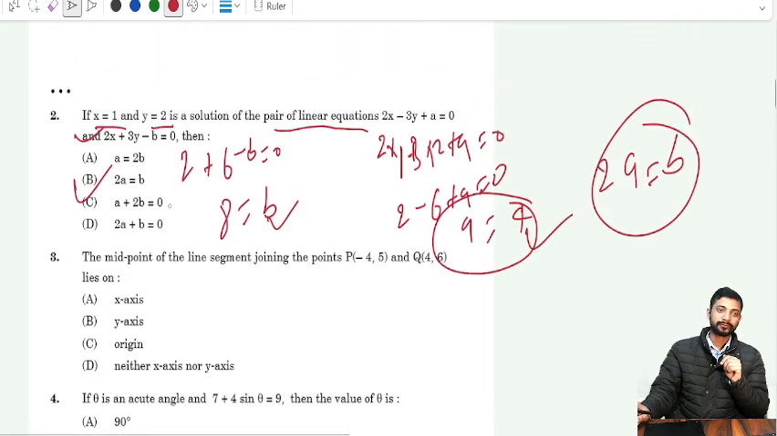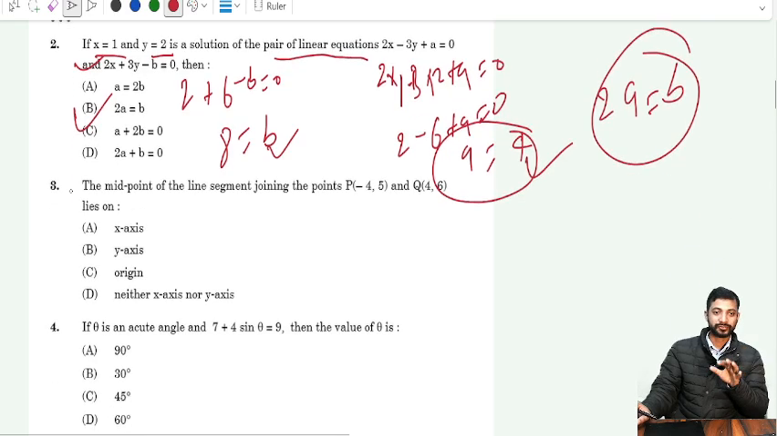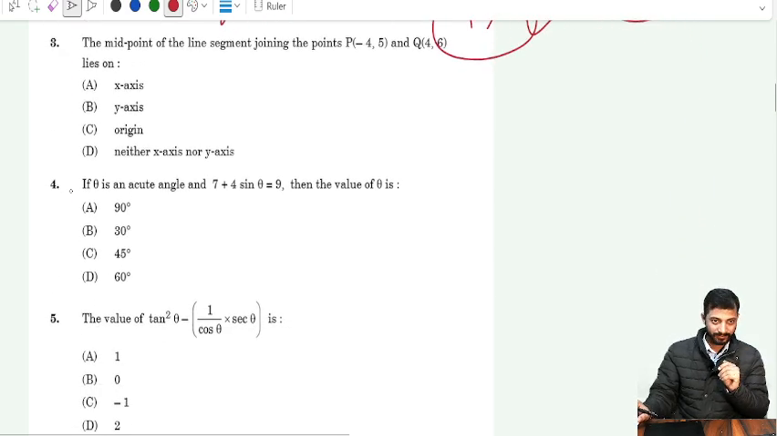Be careful, after solving this question, you must write the correct option number with the correct question number. If you don't mark the correct answer with the correct question, it will give you 0 marks. So in MCQ, it is not just about solving the question, the smartness is to write the correct answer with the correct question. Let's solve the next question.